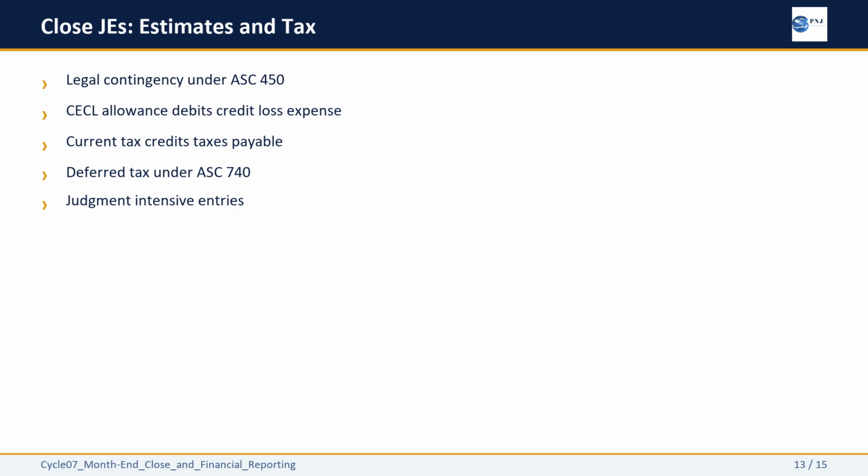For tax, the current portion debits income tax expense current and credits income taxes payable. The deferred portion follows ASC 740. You debit income tax expense deferred and credit the deferred tax liability, or debit the deferred tax asset when a temporary difference reverses. These four entries carry the heaviest estimation risk.